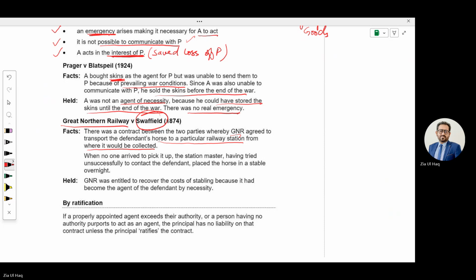What happened? When the horse arrived at that station, no one came to pick it up. So what did the railway company do? The station master, having tried unsuccessfully to contact the defendant, placed the horse in a stable overnight so that the horse could be safe there, and he paid rent for the stable. Now this railway company is asking the owner of the horse for the rent of the stable, but he is denying: no, you are not my agent. What did they do?